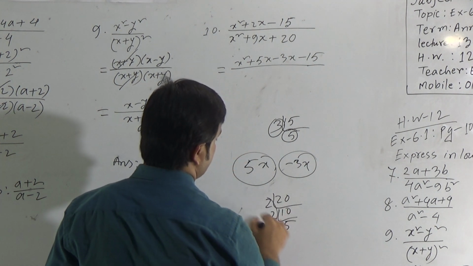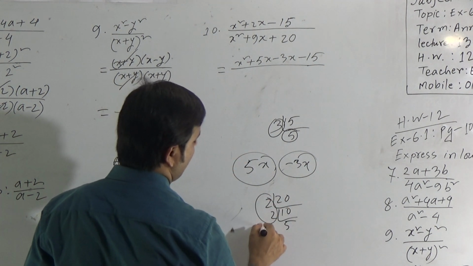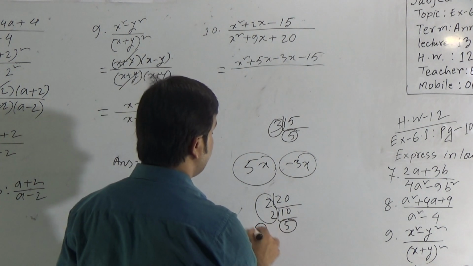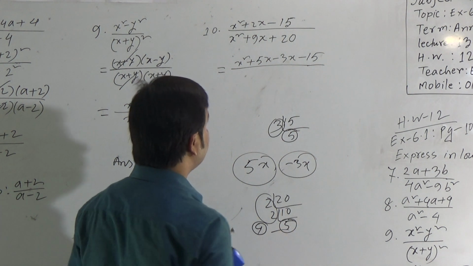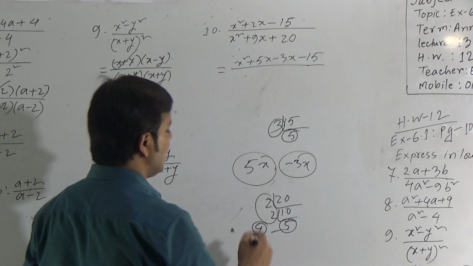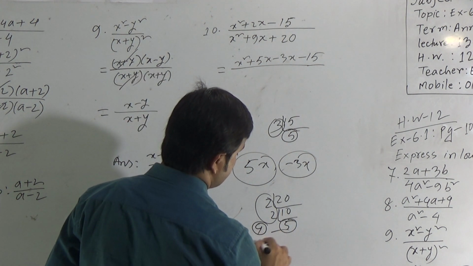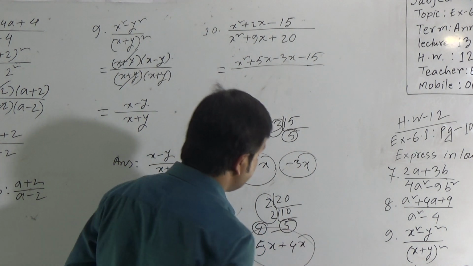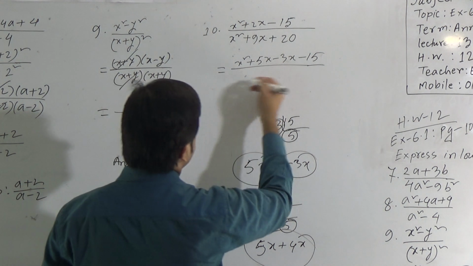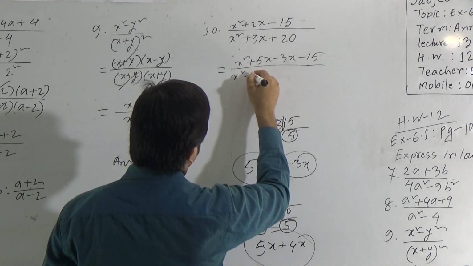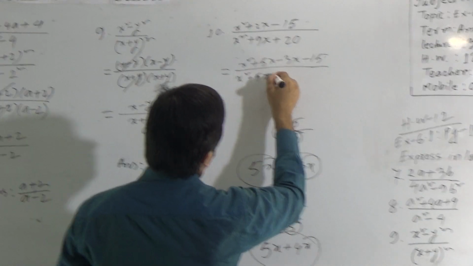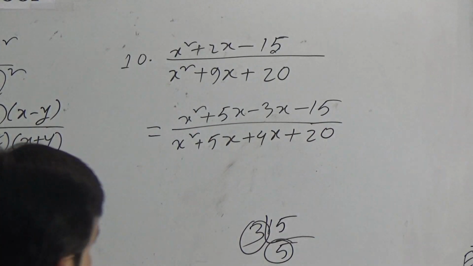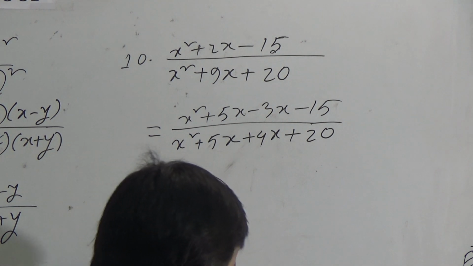It means that if we relate 4 and 5, sum of 4 and 5 will be 9. So we can write in this way, 5x plus 4x. Their sum will be 9x. So we can express middle term in this way, x square plus 5x plus 4x plus 20. Now we have to take common.